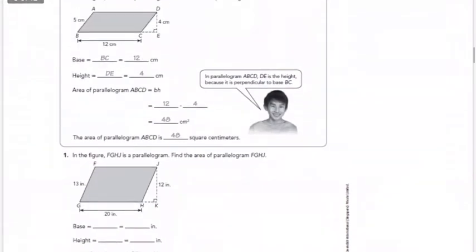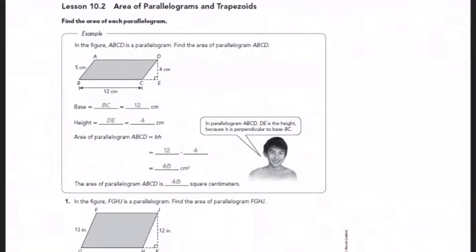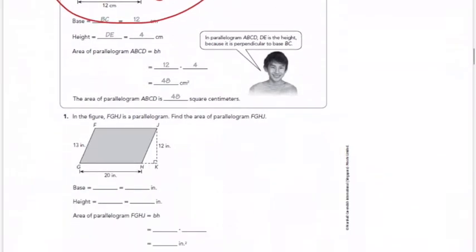All right. So again, here's a problem they have for you. I'll just go over it real quick. If you look here, this is the height. The 4 is the height, not the 5. The 4 is because there's a right angle there. This is your base. So 12 times 4 is 48. That's pretty easy. Let's move on.